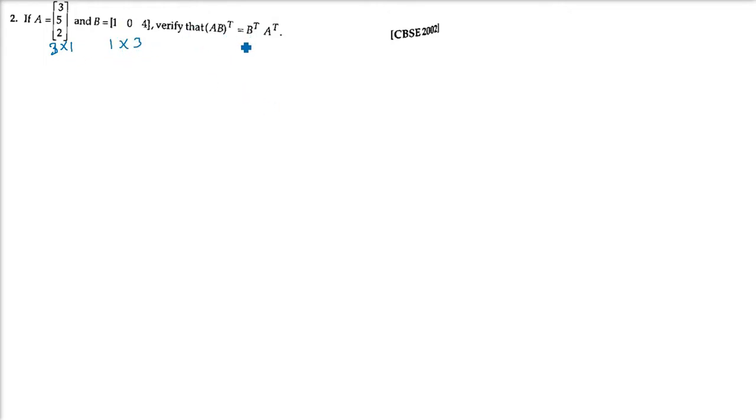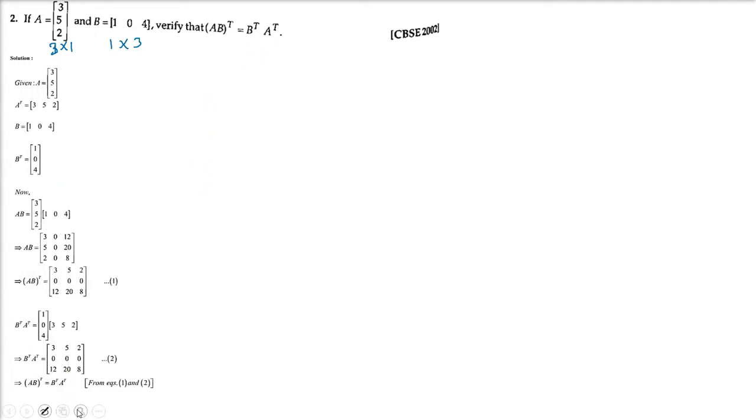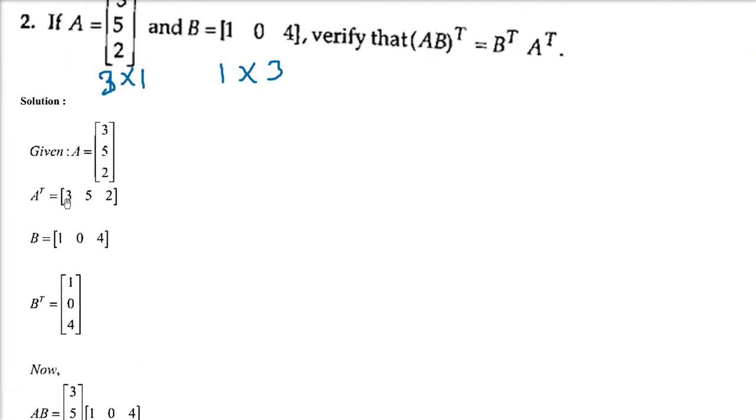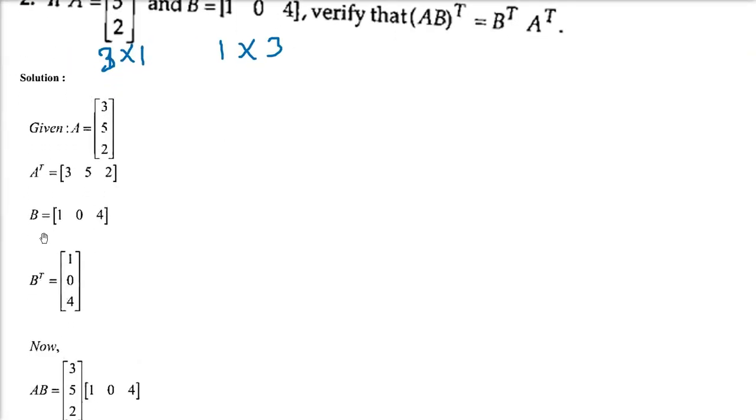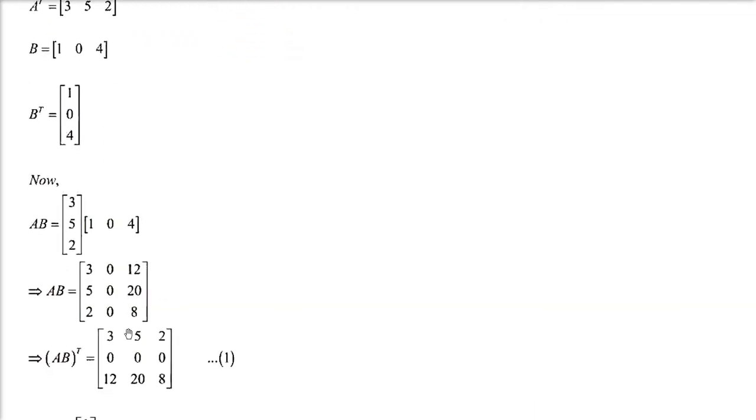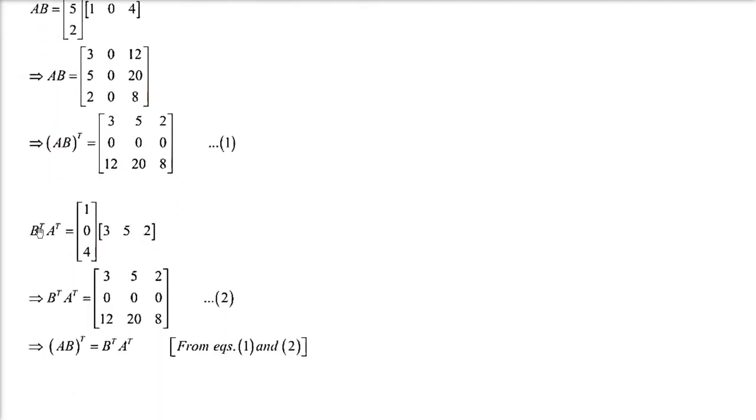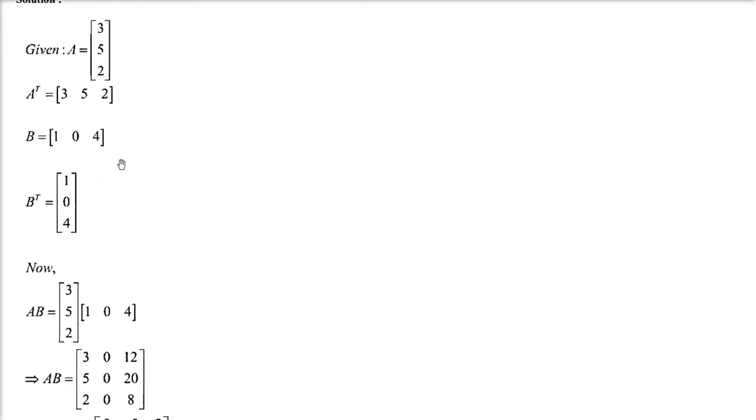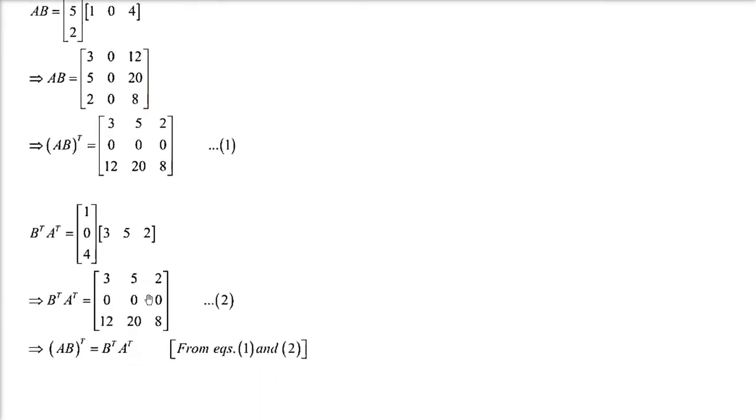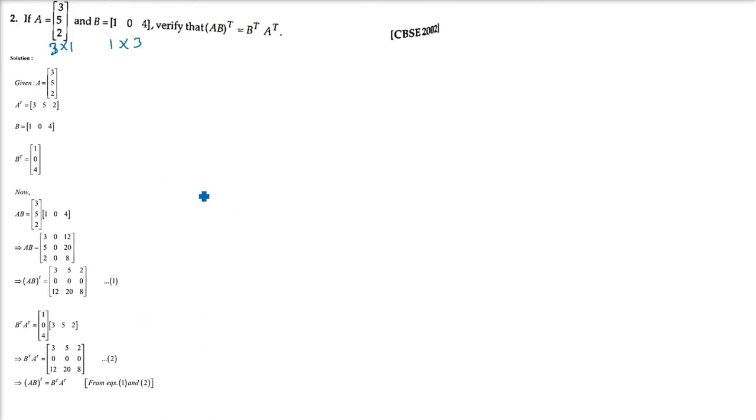And B transpose we will take, because you know, A is a column matrix, B is the row matrix. So A, when we transpose, it will be a row matrix. B is a row matrix, so the transpose will be a column matrix. Then we multiply A and B, then we take the transpose. Then we multiply B transpose with A transpose. So we already did the transpose. When we multiply, we just have to verify that AB transpose is equal to B transpose into A transpose, and these two will come out equal. Okay. So this is already done.